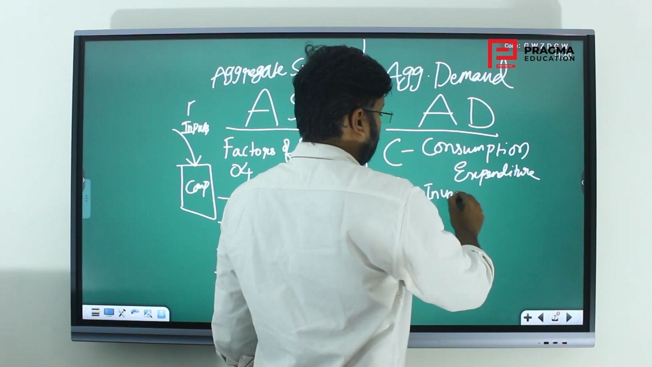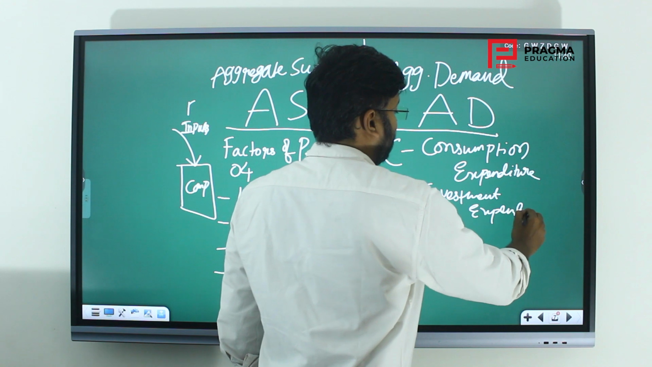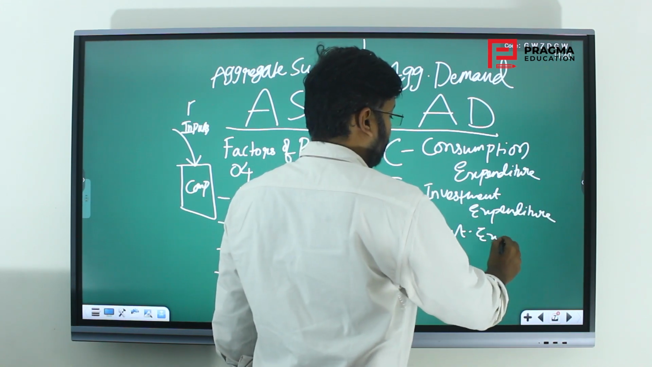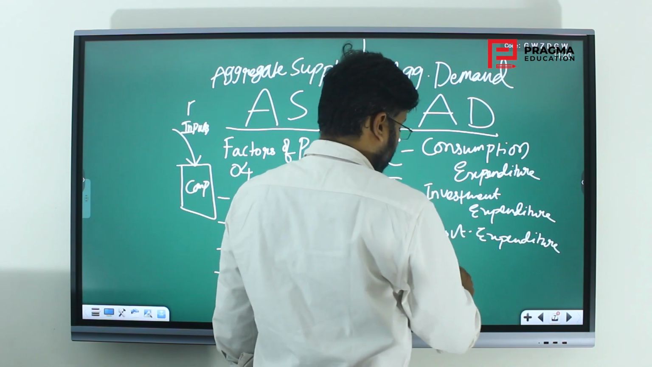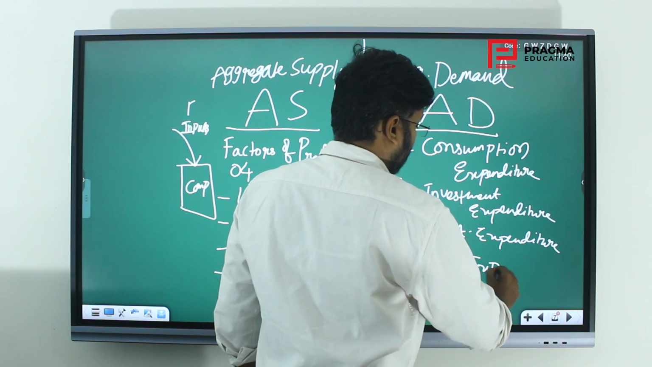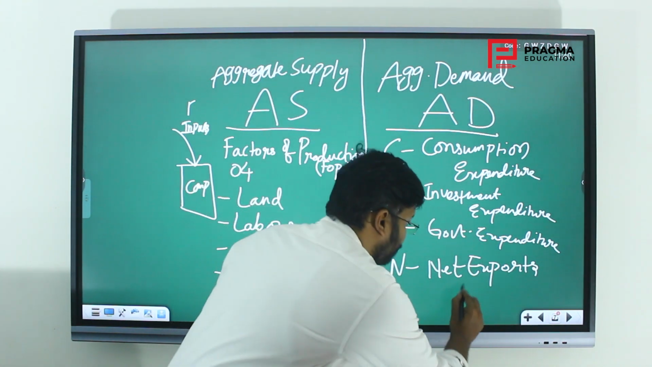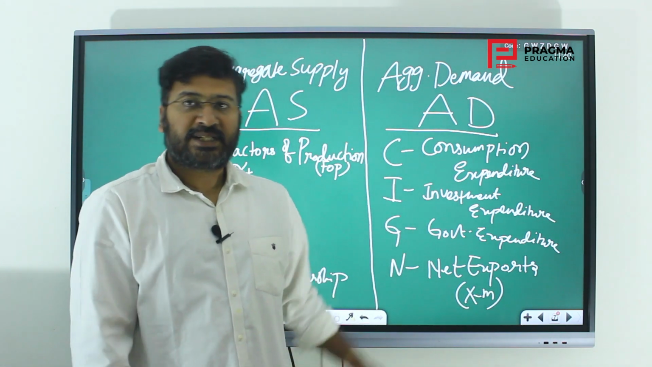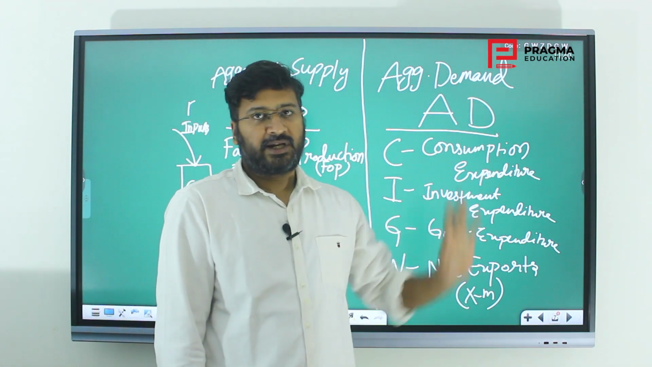Second one is investment expenditure. Third one is government expenditure. Fourth one is net exports. What is the meaning of net exports? It is exports minus imports. That is net exports. There are four factors in aggregate demand that directly affect the aggregate demand.